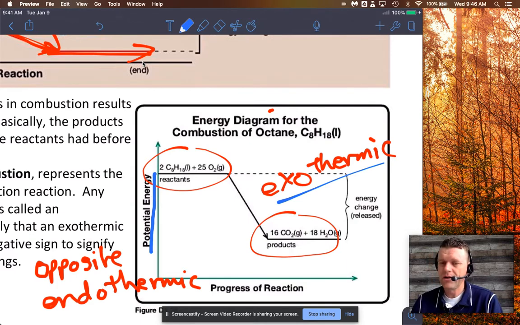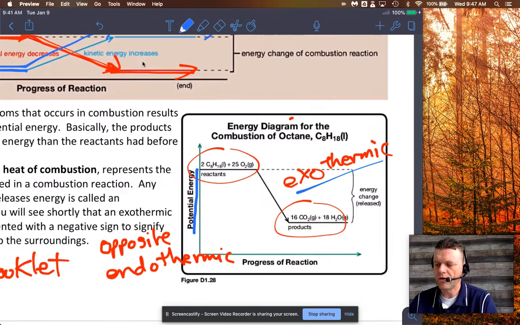But the products have less potential energy. They don't have as much potential to produce energy as the original octane. So their final potential energy is low. But as we saw before, that energy just didn't disappear. It became kinetic energy or heat.